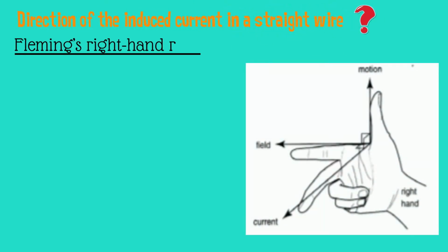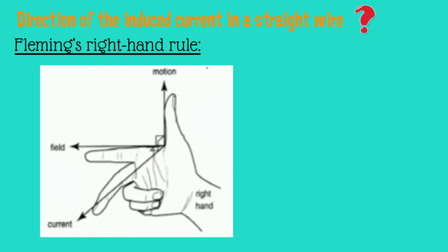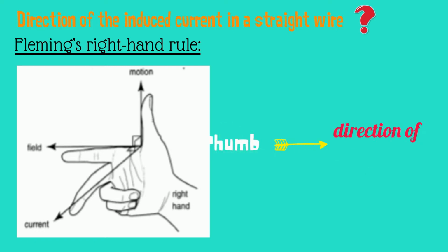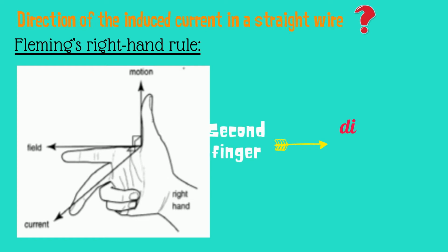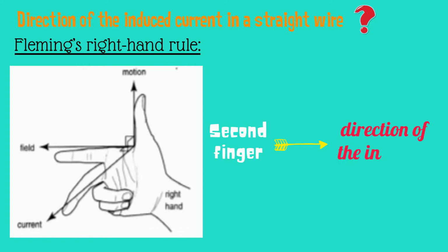To indicate the direction of induced current in a straight wire, Fleming's right-hand rule is applied. By definition, if the thumb and the first two fingers on the right hand are held at right angles to each other, with the first finger pointing in the direction of the magnetic field and the thumb in the direction of motion, then the second finger is pointing in the direction of the induced current.